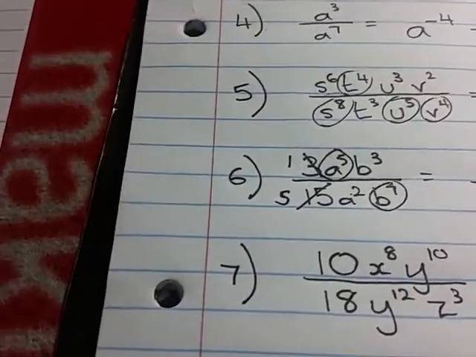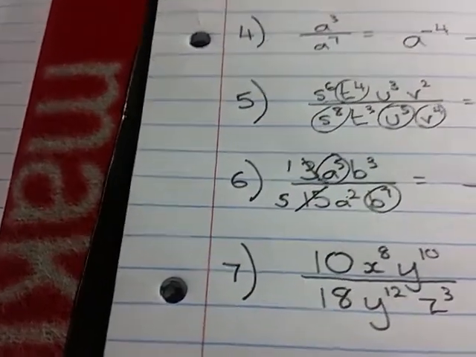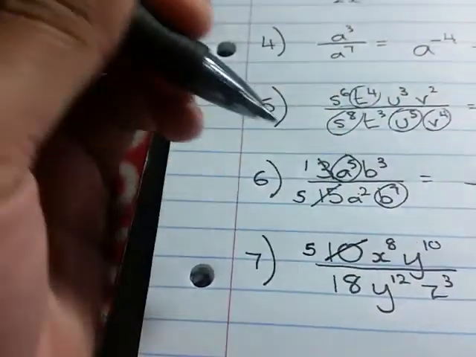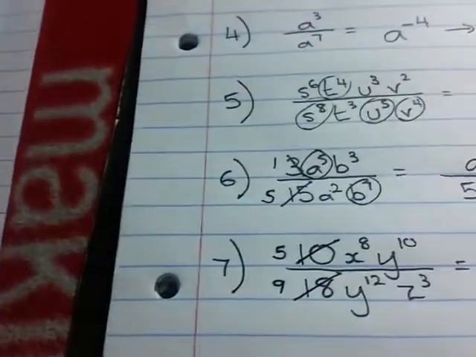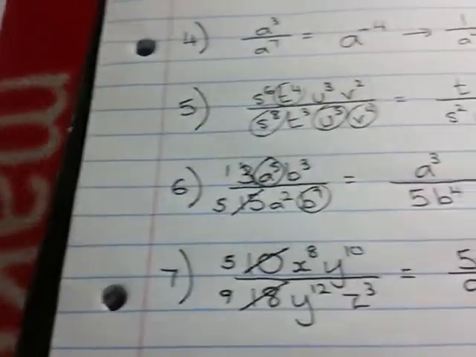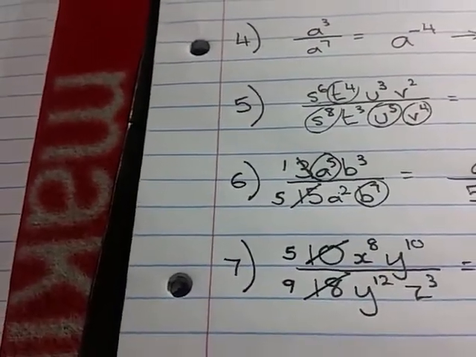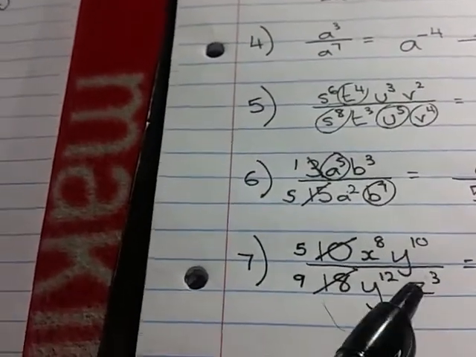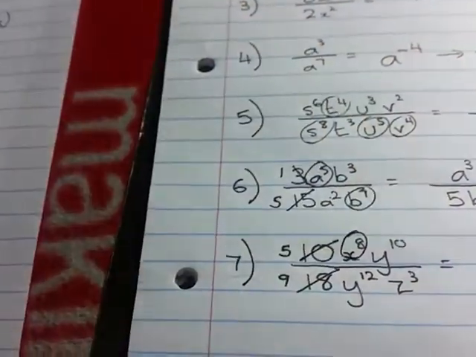The biggest number that can go into 10 and 18 is 2. 2 goes into 10 5 times. 2 goes into 18 9 times. So you will end up with 5 on the numerator and 9 on the denominator. The x to the 8, there is no x on the denominator to do anything with that. So that x to the 8 remains there.